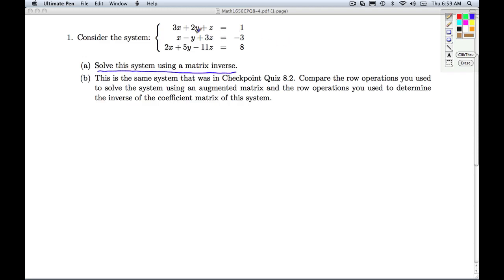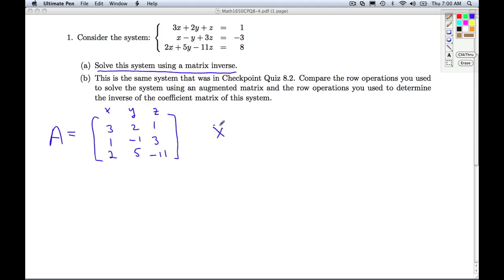Well, what we do is we rewrite this system of linear equations as a matrix equation. So we let A be the coefficient matrix. Once again, that's just a matrix we get by looking at the coefficients in the variables, each row corresponding to an equation. The first row of the matrix is just the coefficients for x, y, and z: 3, 2, 1. The second row we got the coefficients 1, negative 1, 3. And the third row is 2, 5, negative 11.